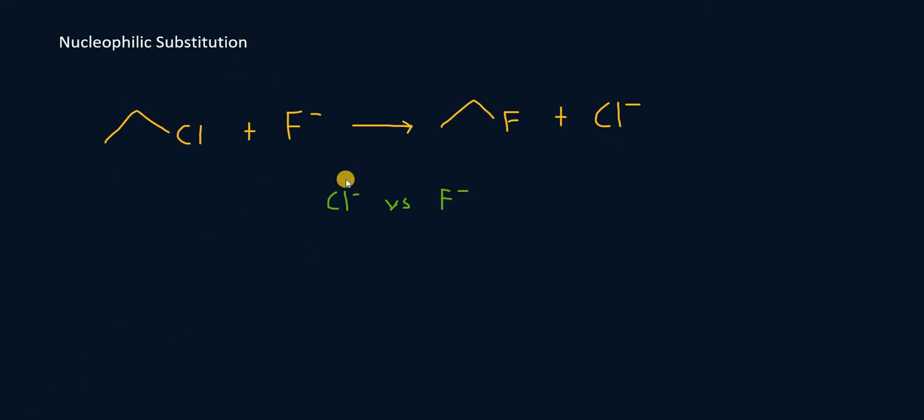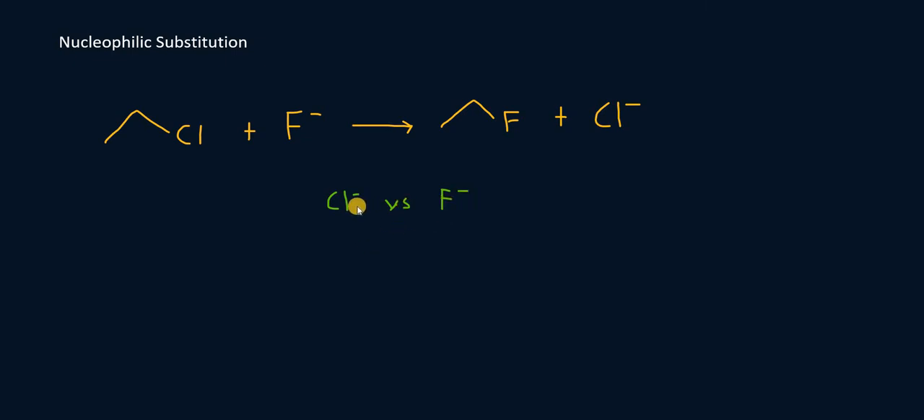So with this reaction, what we're really comparing is the strength of the bases. Because for a nucleophilic substitution to actually take place, for the nucleophile to replace the leaving group, the nucleophile has to be stronger than the leaving group. So the question is this: in this reaction, which is stronger, Cl- or F-? Which is the stronger base?